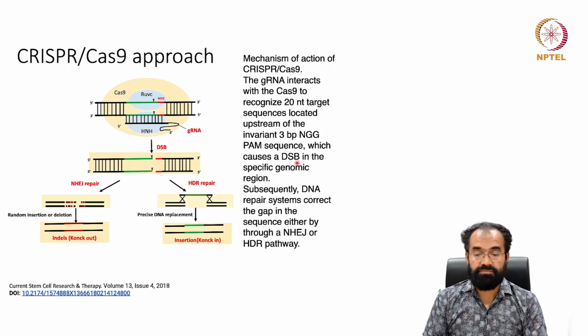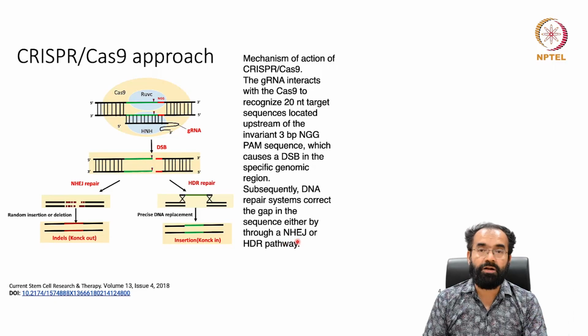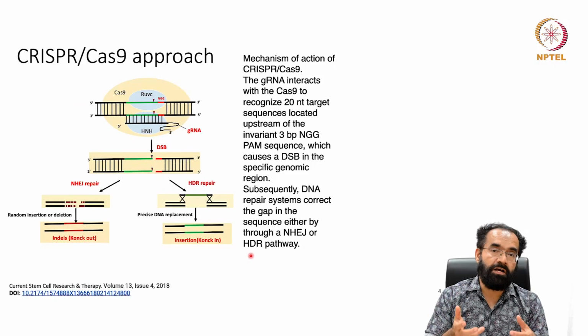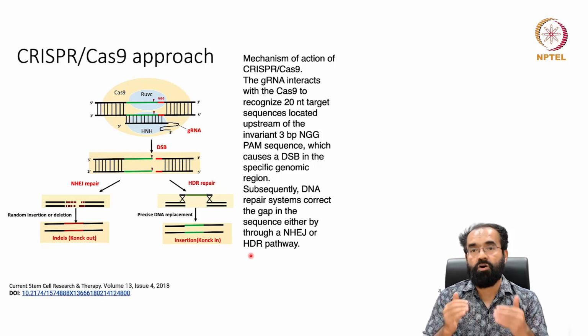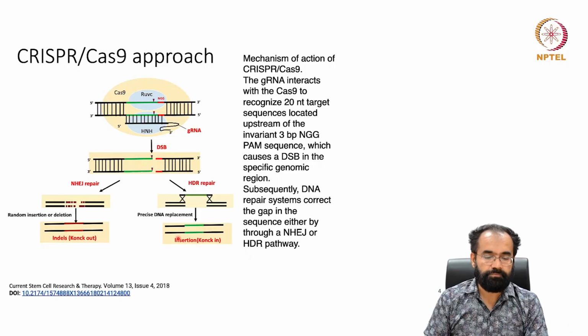Protospacer adjacent motif, that is what it is called. The Cas9 causes a double strand break in the specific genomic region. Subsequently, DNA repair systems correct the gap in the sequence either by non-homologous end joining, known as NHEJ, or the HDR pathway. That is, you have to have a donor cassette present, recombination occurs from a donor DNA cassette, and it gets integrated.